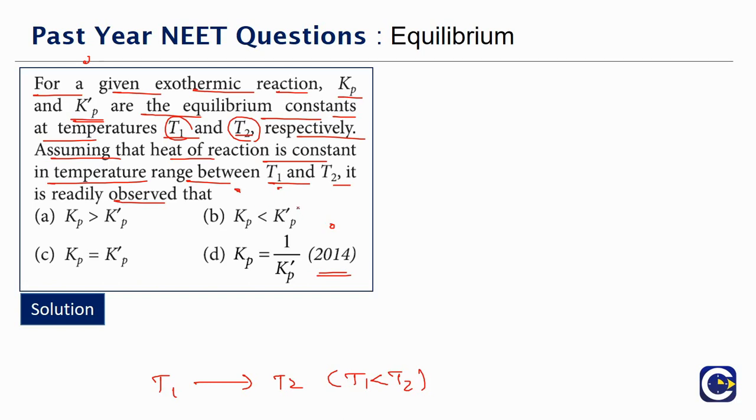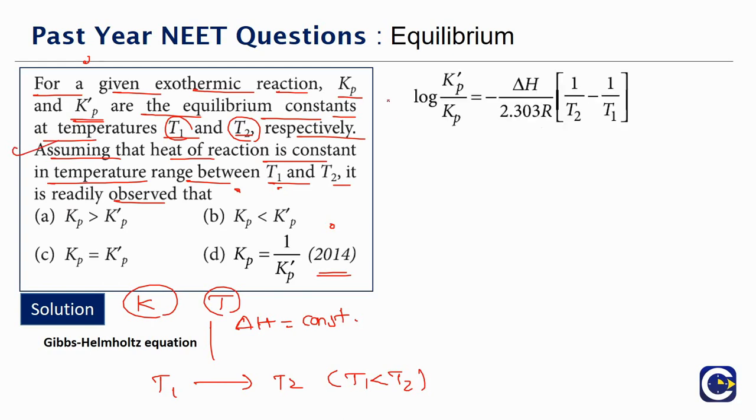And the relation between equilibrium constant and temperature is given by the Gibbs-Helmholtz equation. This equation is valid only when the delta H is constant. In the temperature range, the heat of the reaction must be constant. And that's what they are also saying, assuming the heat of the reaction is constant. That is a fundamental assumption of the Gibbs-Helmholtz equation. So what is Gibbs-Helmholtz equation?